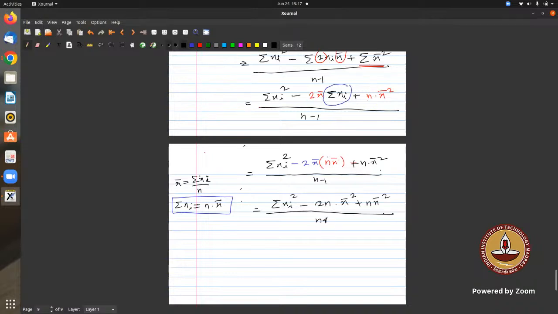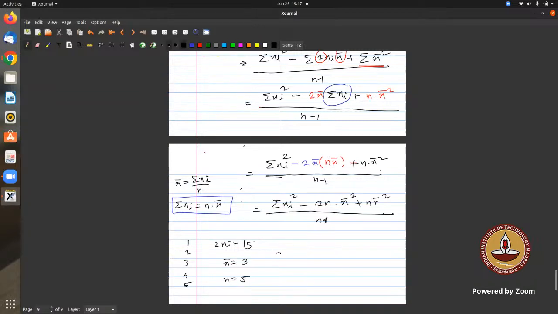Oh no. This is not going to be the same, right? Let's say, I'll take one more example: 1, 2, 3, 4, 5. Summation of xi is how much? 5 plus 4 is 9, 12, 15. 15, right? What is x bar? 3. N equals 5.